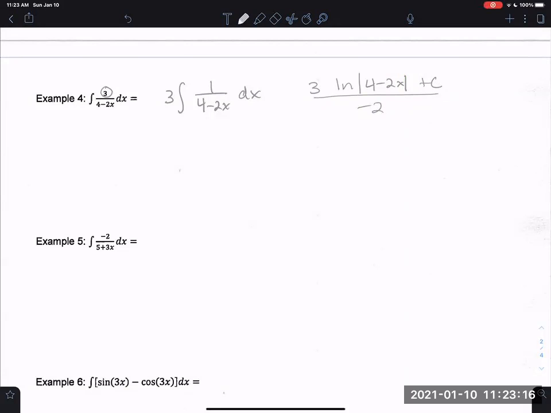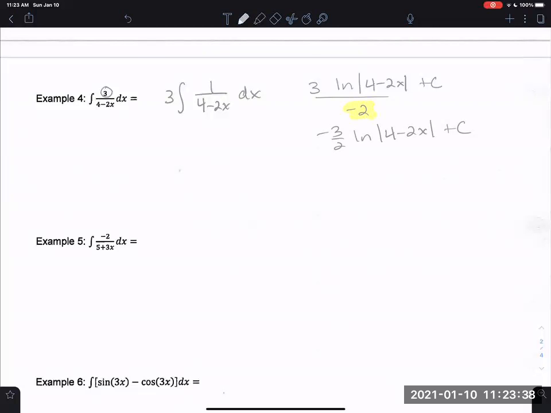Okay, so your final answer, it's a little bit strange to have put the, sorry. Right, so you'd have -3/2 ln of absolute value of 4 minus 2x plus c. That is your final answer. The key to this one would be not forgetting dividing by -2.